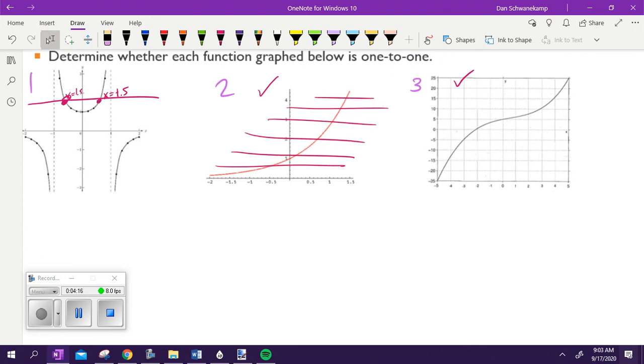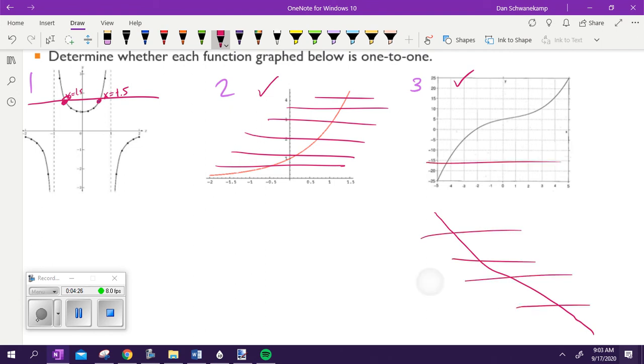Okay, that graph is strictly increasing, meaning it's only going up. That's 1-to-1. The only other type of graph would be a strictly decreasing graph. It's going to pass the horizontal line test as well. Horizontal line test, we're passing it. Okay, that is how we determine if something is 1-to-1.